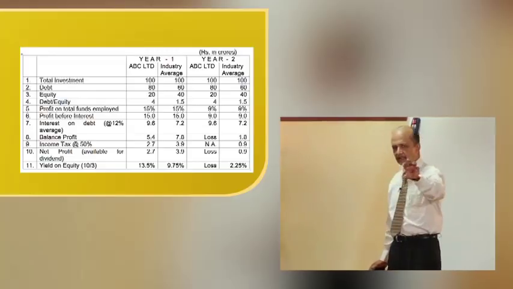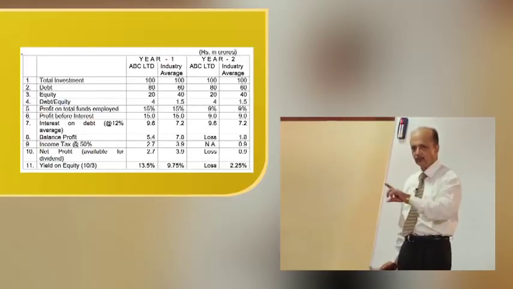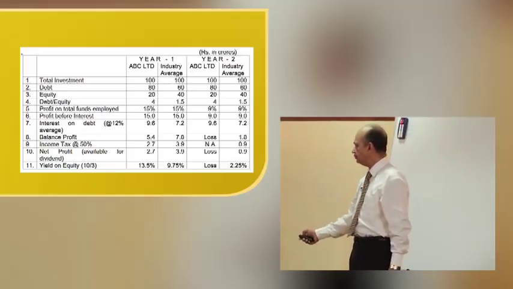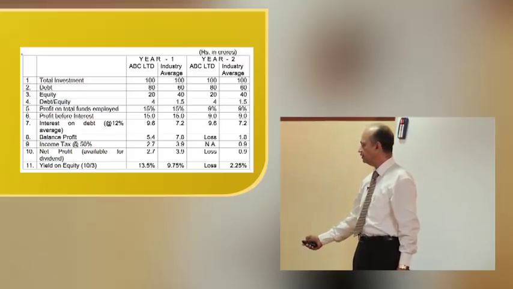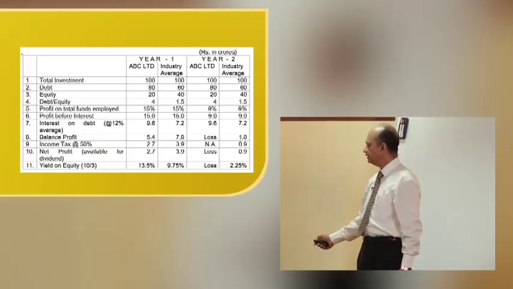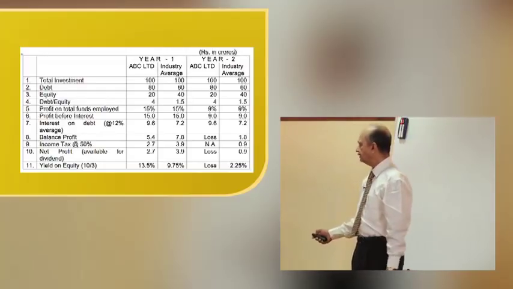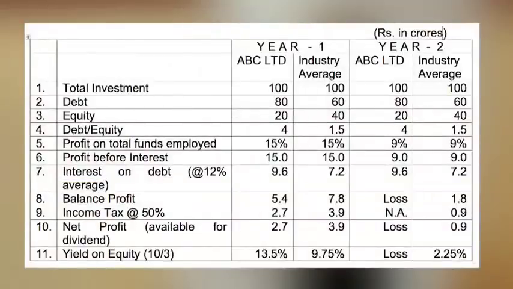So we have taken out from the balance sheet what is required by the bank to analyze. What is the first item? Total investment. You see, the first year the company's is 100 crore. The industry average is also 100 crore. And the second year it is 100 crore, again industry average 100 crore. There is no doubt about it.